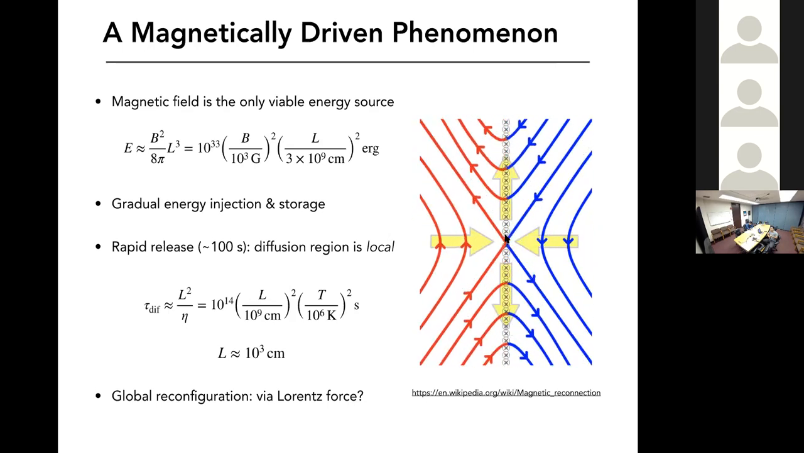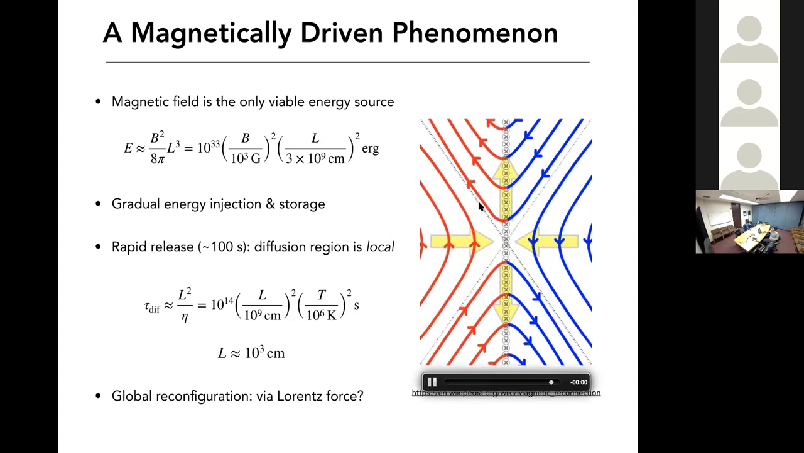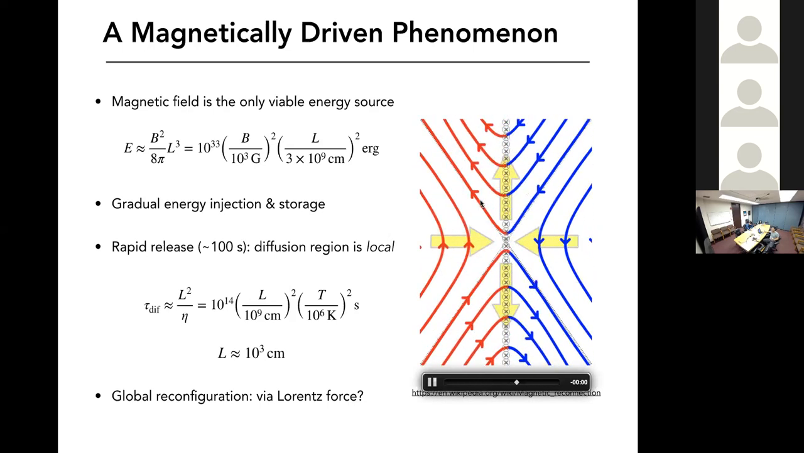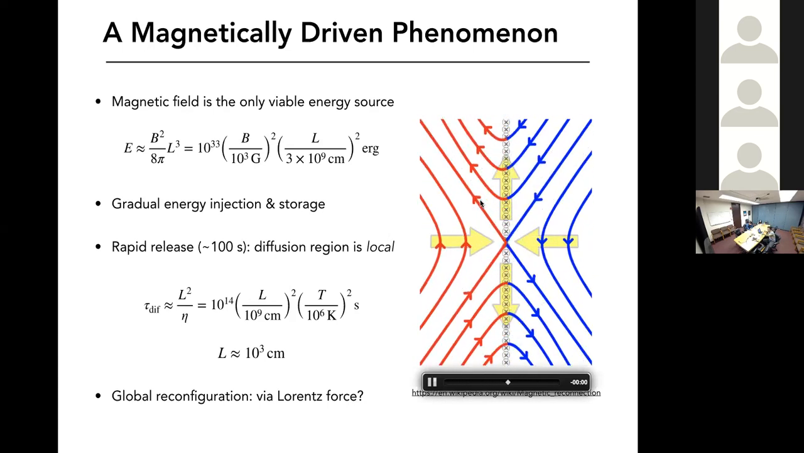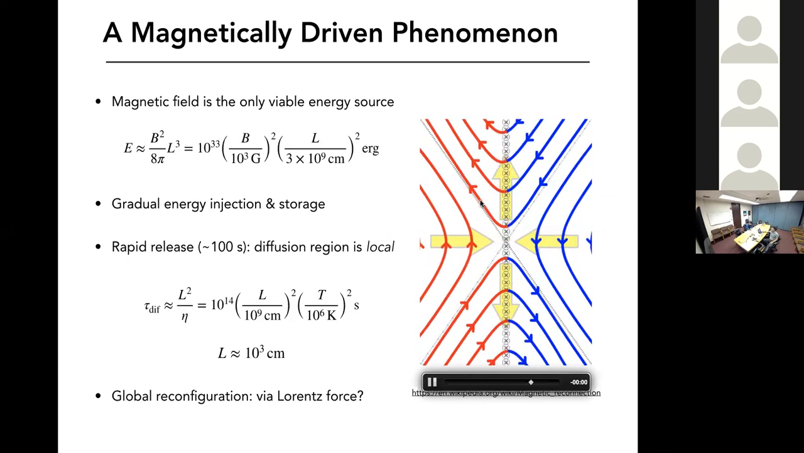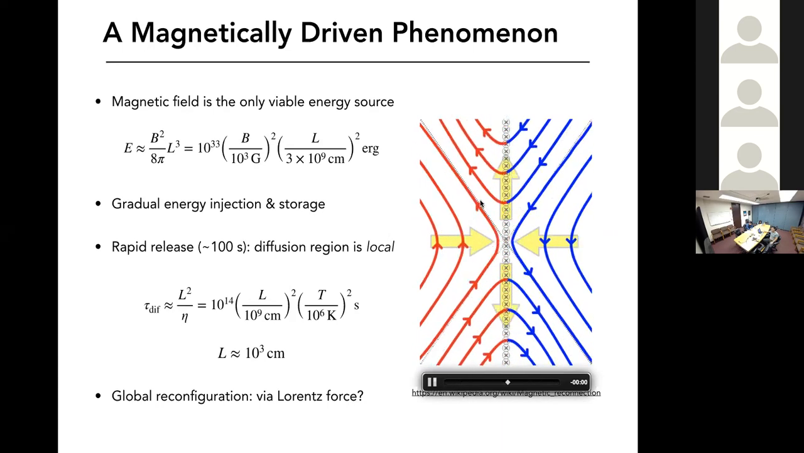And then after the reconnection, you see that these loops are actually ejected outward, partially by Lorentz force. So Lorentz force will work on the material and dissipate part of the energy. So on a global scale, it might not be the diffusion that is actually dissipating the energy. It's probably more of Lorentz force or some other forms of global processes.